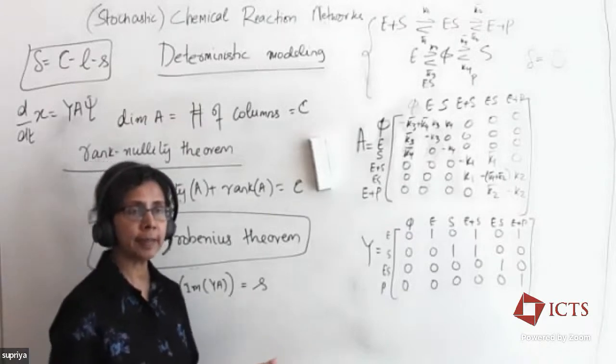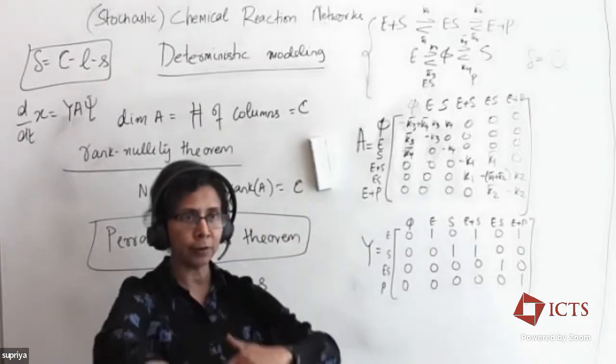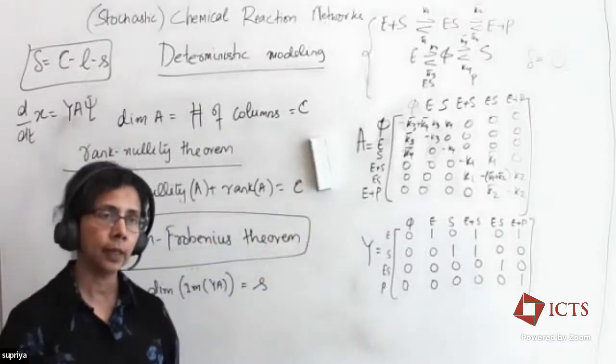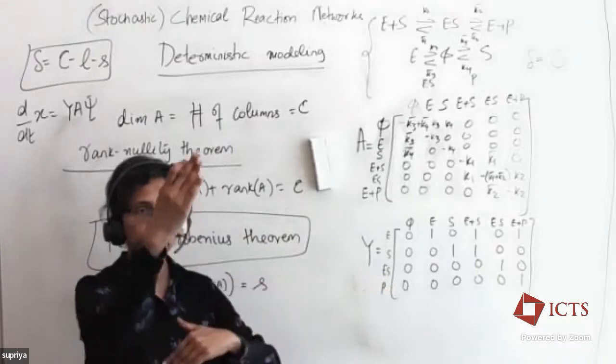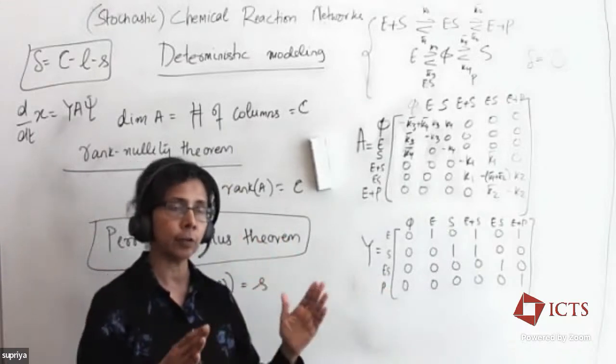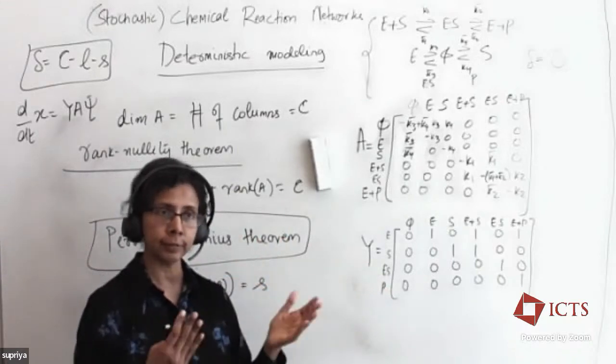The stoichiometric subspace is the space where my concentrations are moving around, right, and reaching fixed points. It could either have the dimension of the number of species, or if I have conserved quantities, it has a lower dimension. It's all the stuff that we discussed.